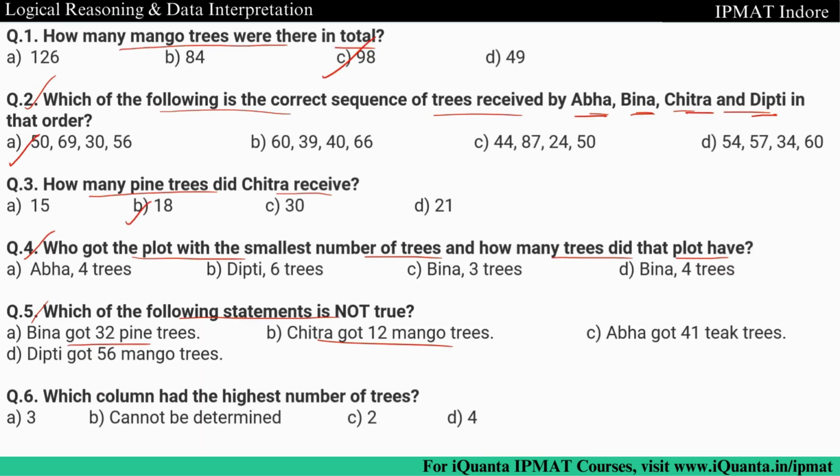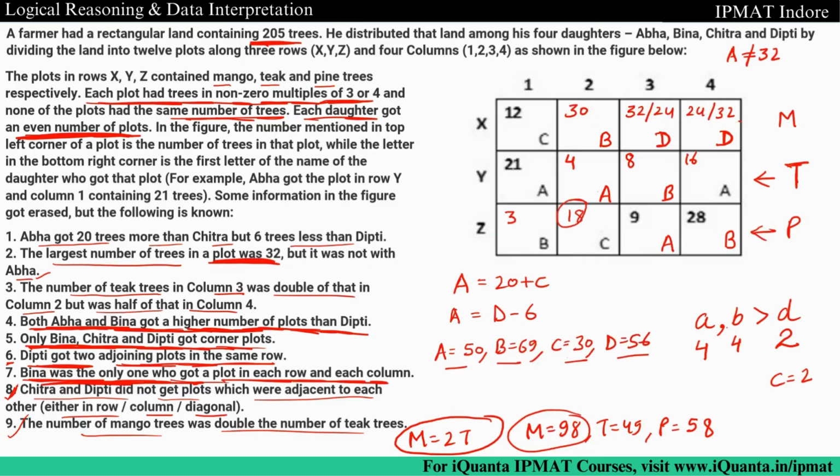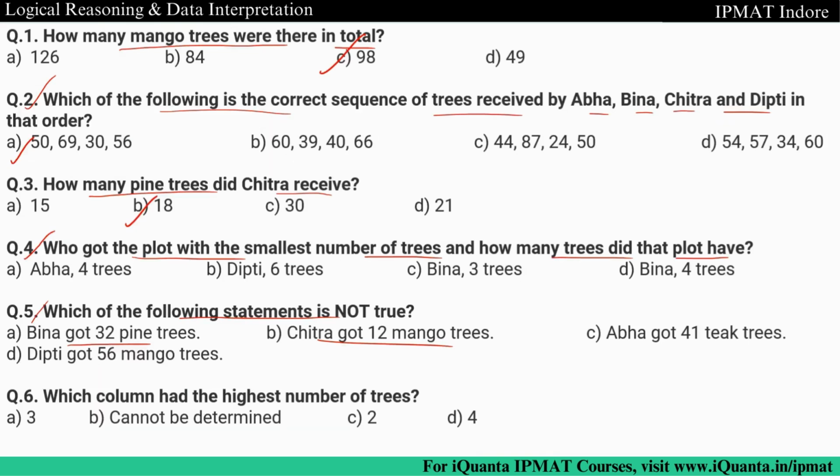Next is, who got the plot with the smallest number of trees and how many trees did that plot have? So if you look closely, this is the plot with Beena and it has 3 trees. Okay, so Beena, 3 trees. Option C is the correct answer.